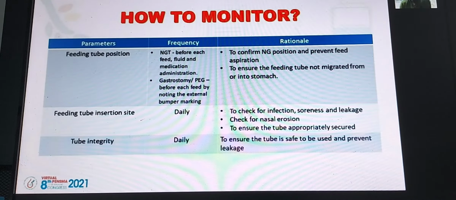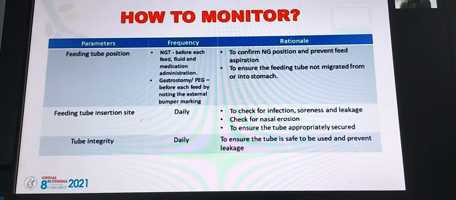Why do we need to monitor this? Because we need to prevent nasogastric malposition, which can lead to aspiration. At the same time, we need to ensure that the feeding tube has not migrated away from the stomach or into the stomach. I'll show you the picture afterwards.